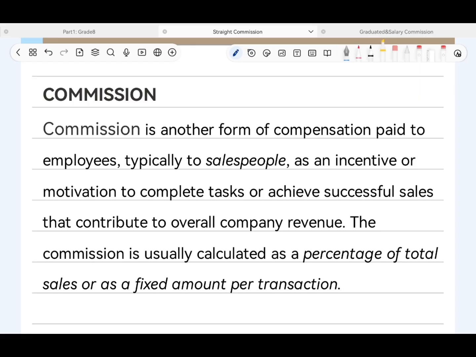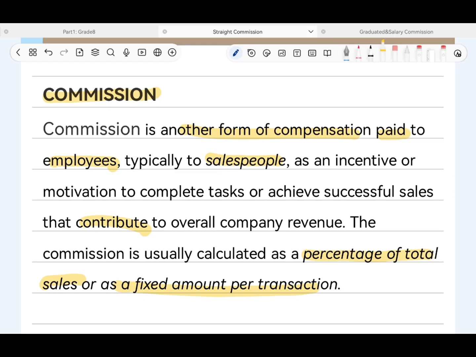So, let's define what is commission. Commission is another form of compensation paid to employees, typically to salespeople, as an incentive or motivation to complete tasks or achieve successful sales that contribute to overall company revenue. The commission is usually calculated as percentage of total sales or extra fixed amount per transaction.